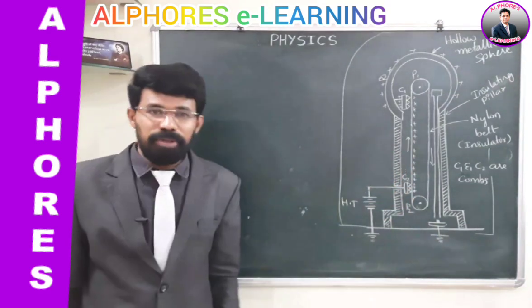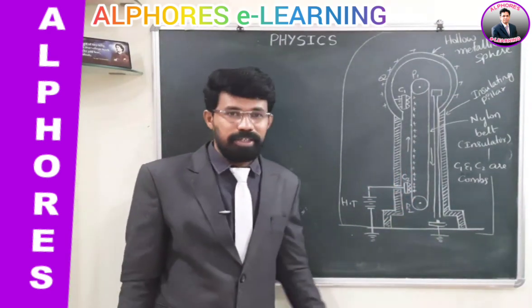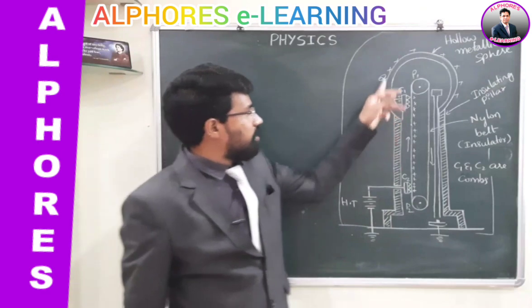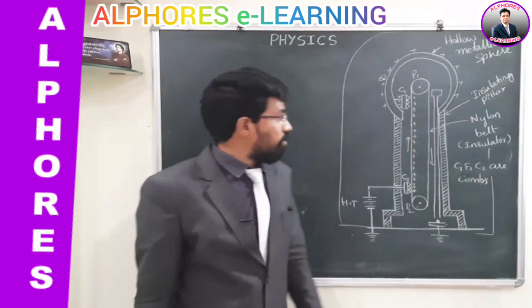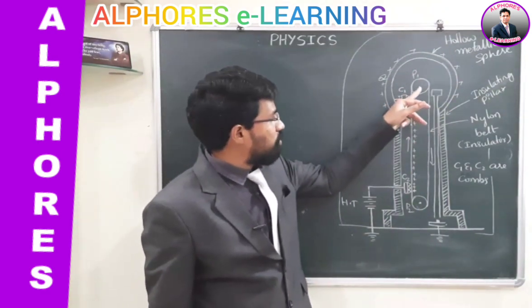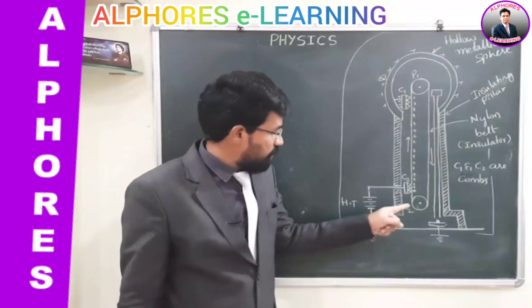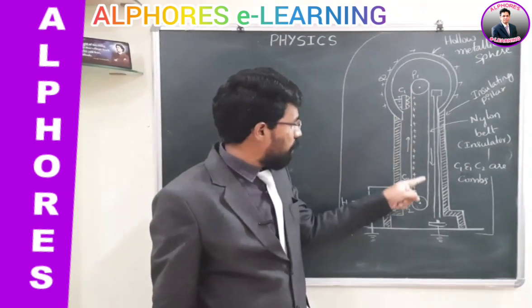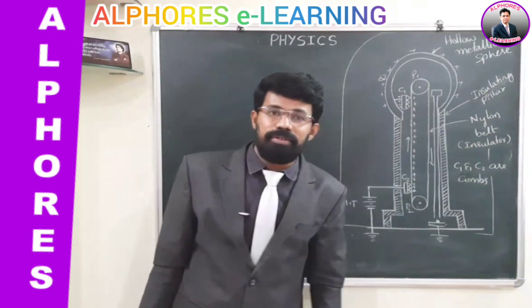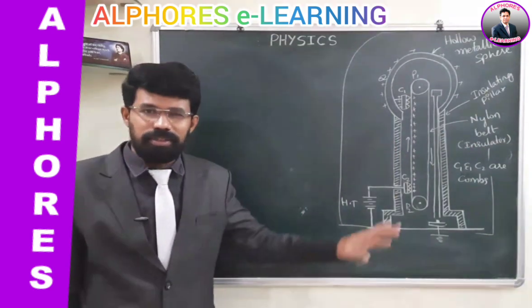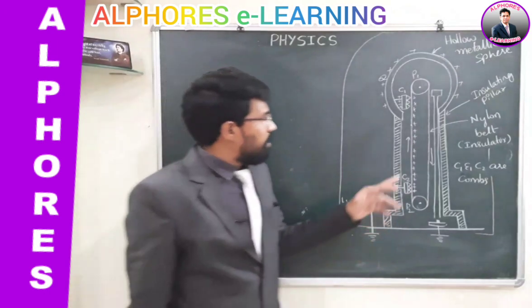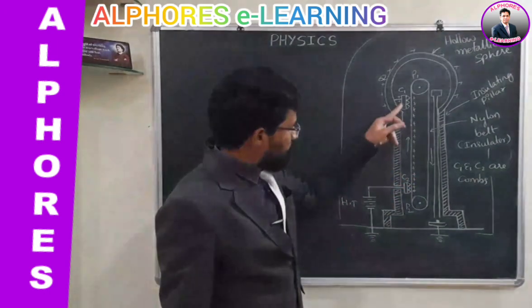They are insulating pillars. They don't conduct. Here I have taken a hollow metallic sphere, and inside this hollow metallic sphere, there is one pulley. This is pulley P1, and this is pulley P2, and these two pulleys are connected with a belt which is made up of nylon. The reason for taking a nylon belt is that it's an insulating belt.